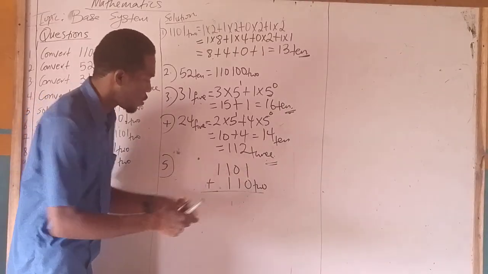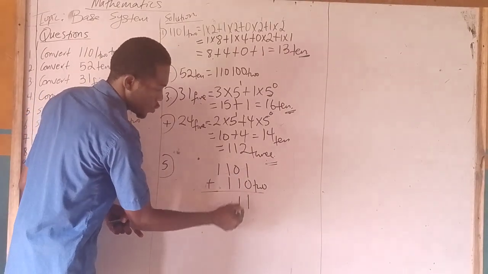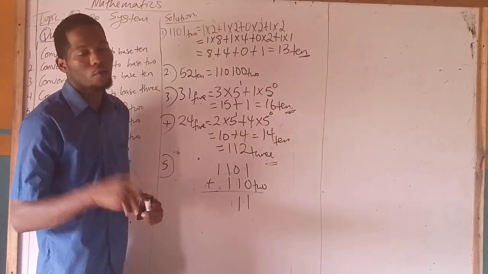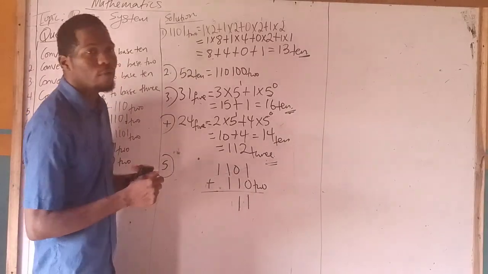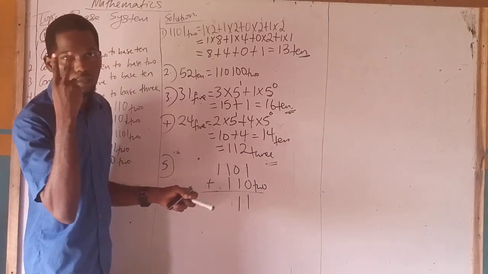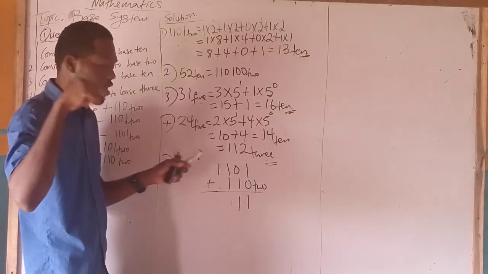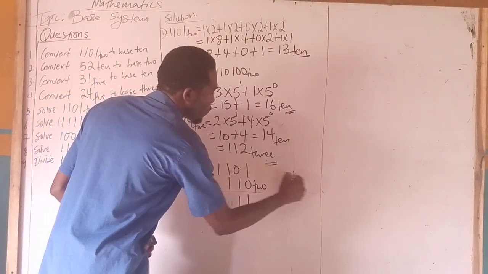So we have 1 plus 0 is 1. 0 plus 1 is 1. Now 1 plus 1 is 2. And remember I told you that we cannot write 2 in base 2. So what do we do? We have to convert this 2 to base 2. Because this 2 that we have, we are solving it like base 10, so we have to convert it to base 2.